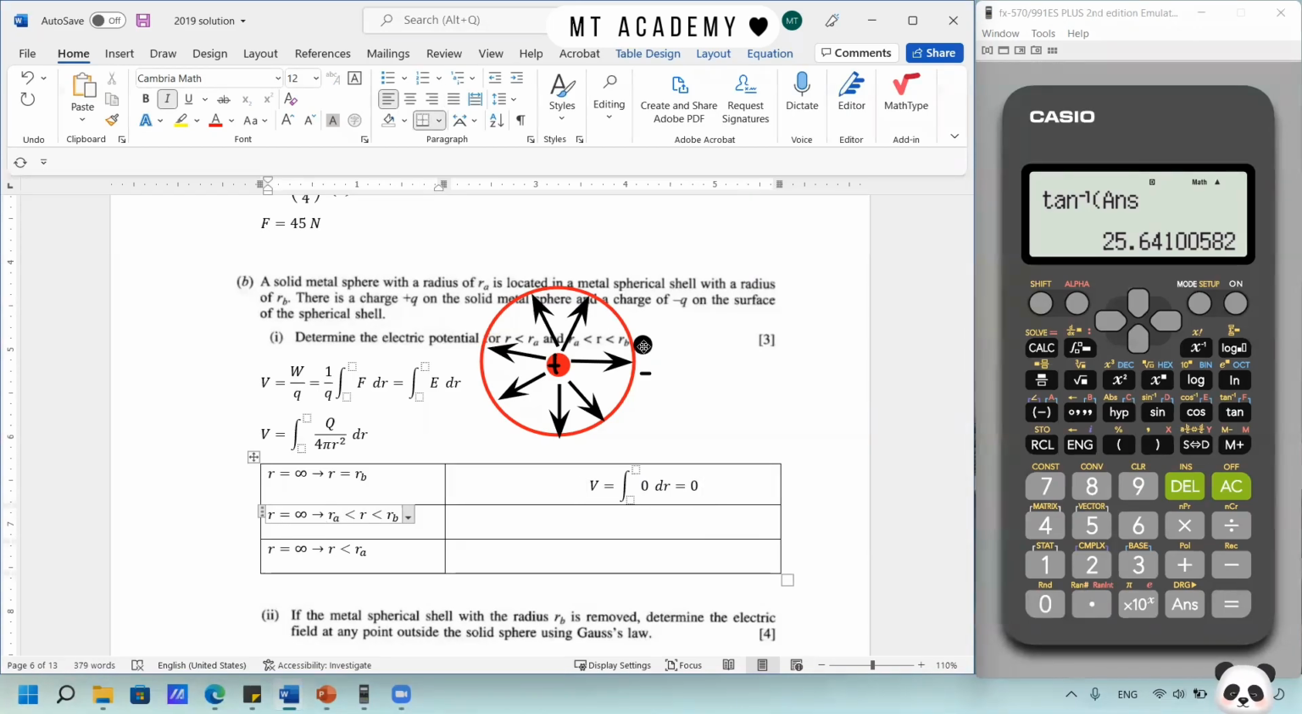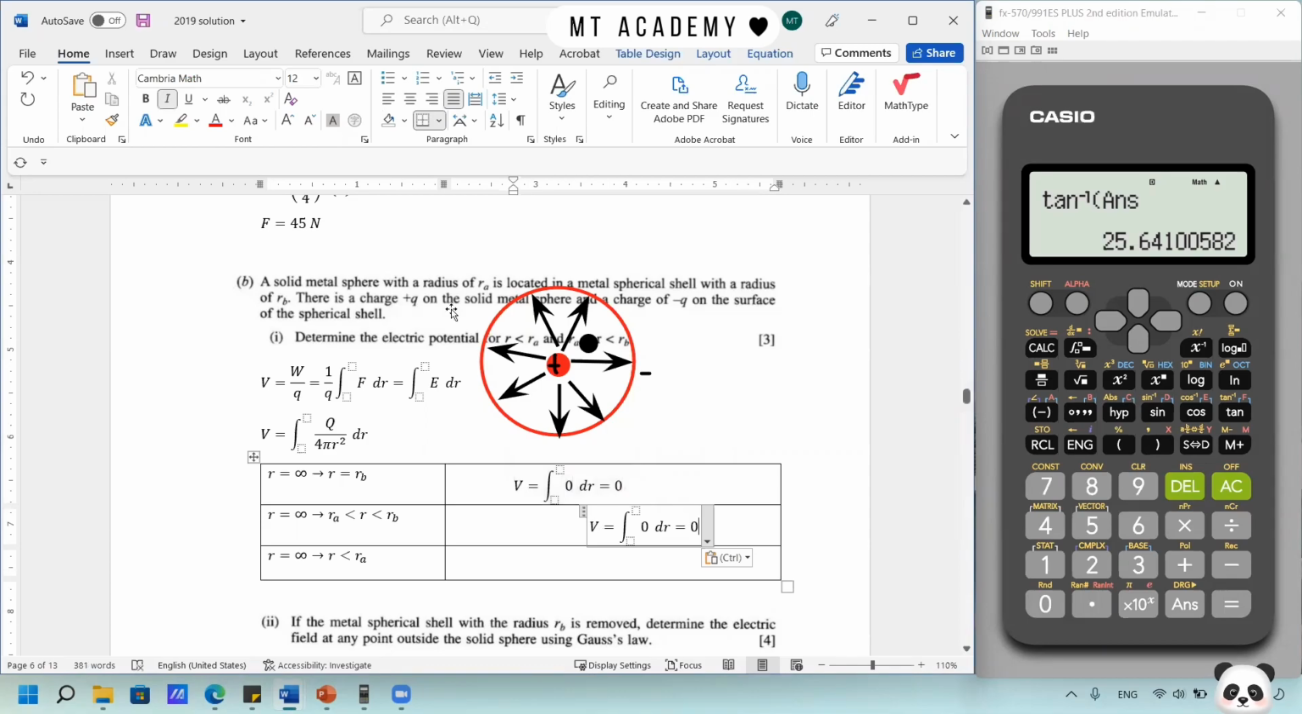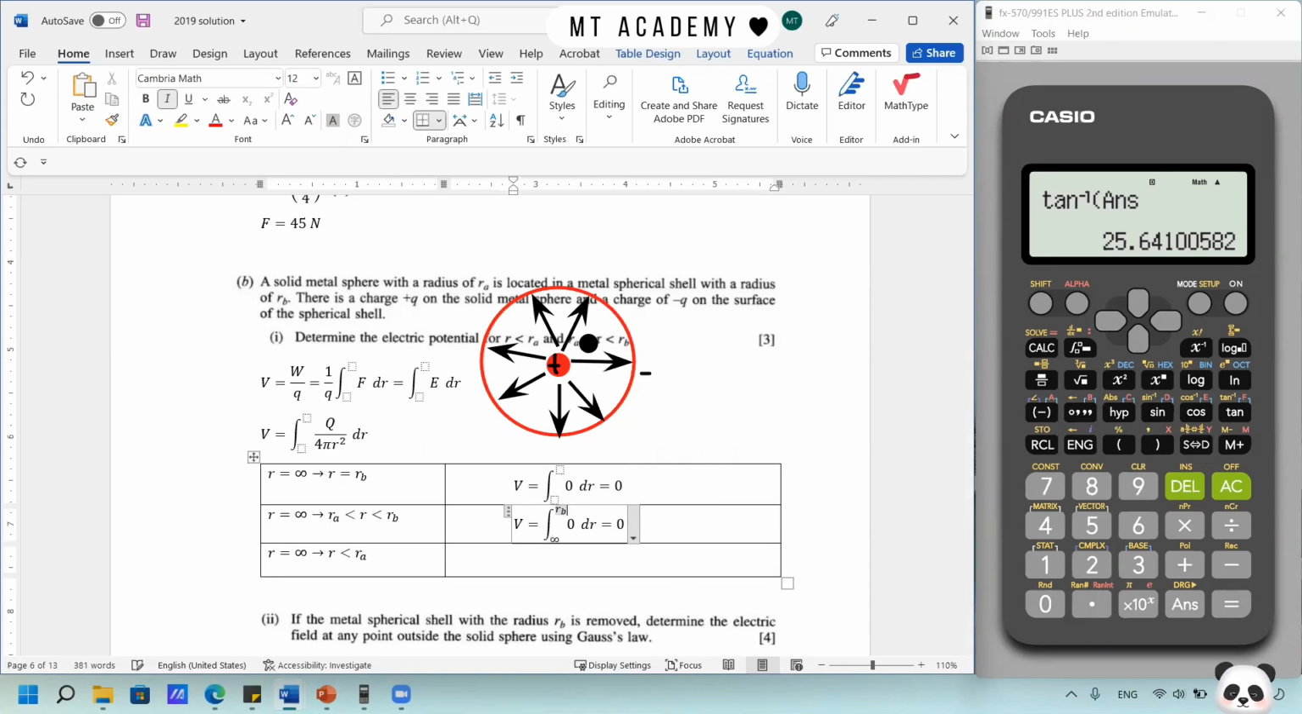So now we're going to move the point charge between the region of the spherical shell and the metal sphere. Okay, so first we need to split into two conditions. First is from infinity to the spherical shell, and then from the spherical shell to any point between the two surfaces. So first, of course, is from infinity to the surface RB.